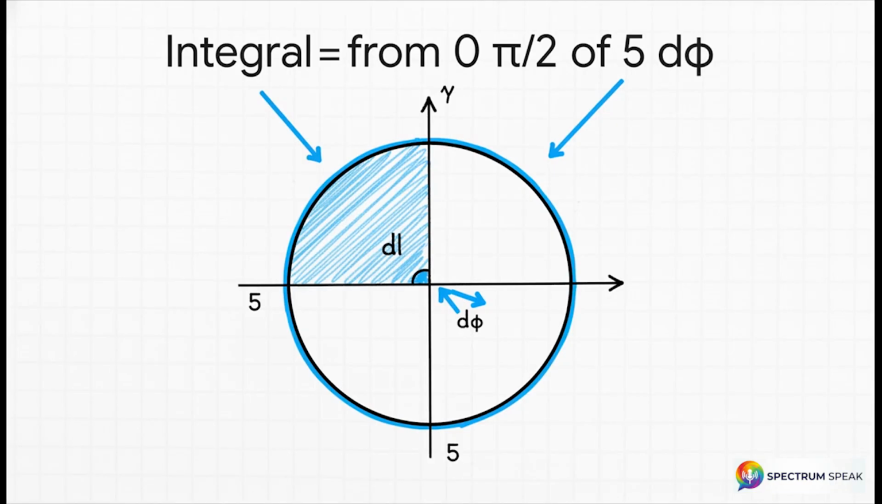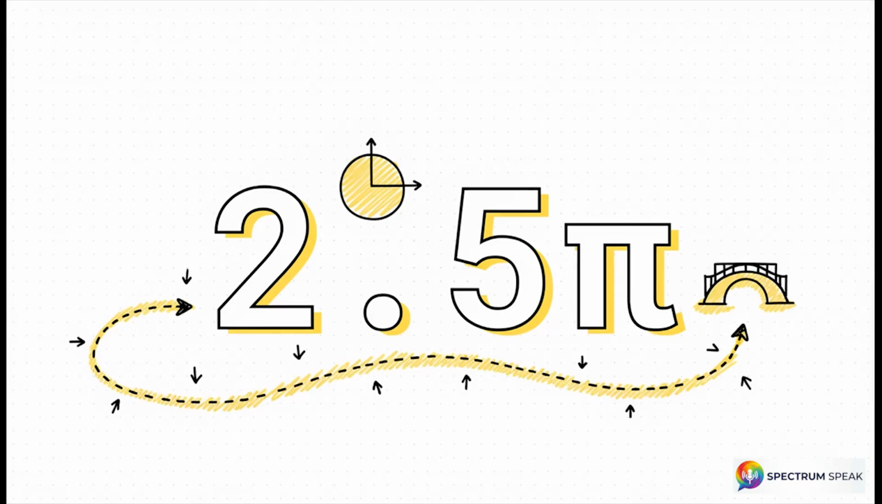So when we put it all together, our integral looks like this. The total length is the integral of dl. We just swap in what we know. dl becomes 5 times d phi, and we're integrating from our start angle, 0, to our end angle, pi over 2. And when you solve that super simple integral, you get 2.5 pi. And there you have it. We just used that fundamental idea of a line integral, summing up tiny pieces along a path, to solve a real, tangible problem. Pretty cool, right?